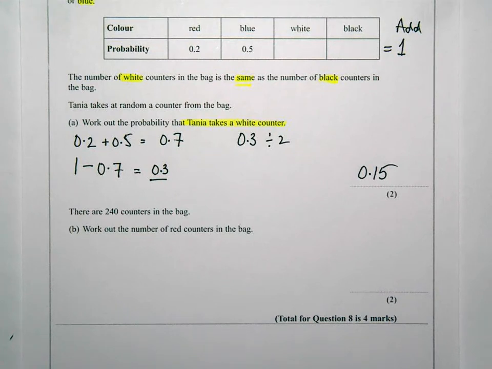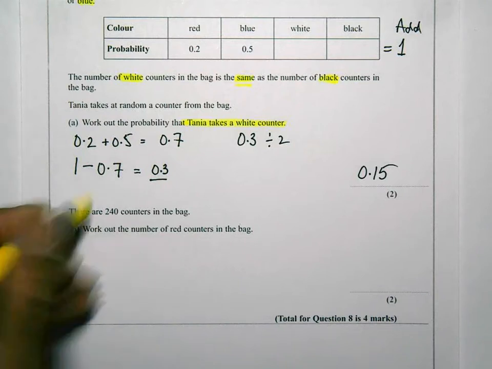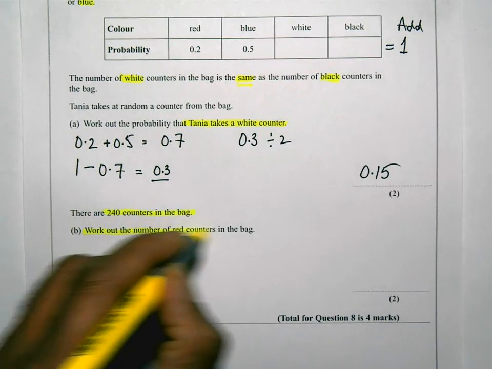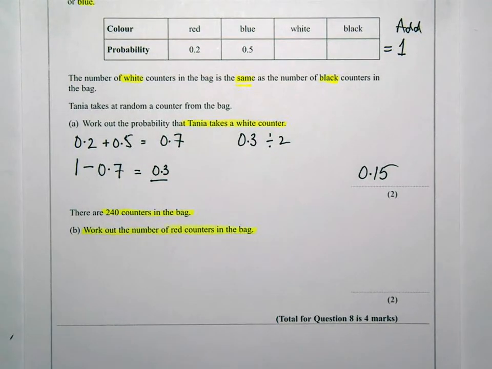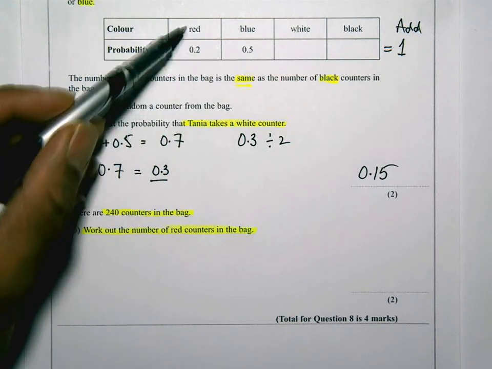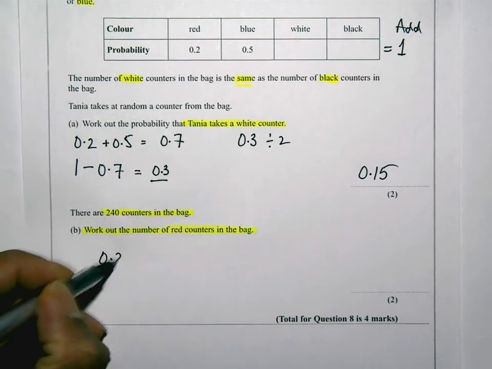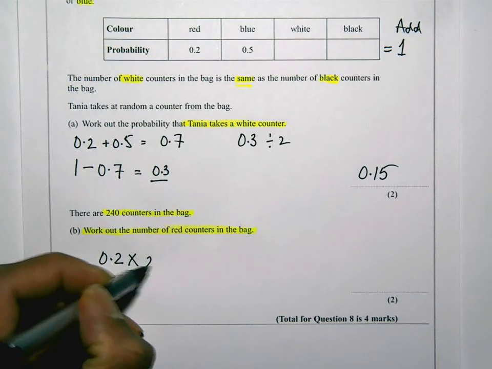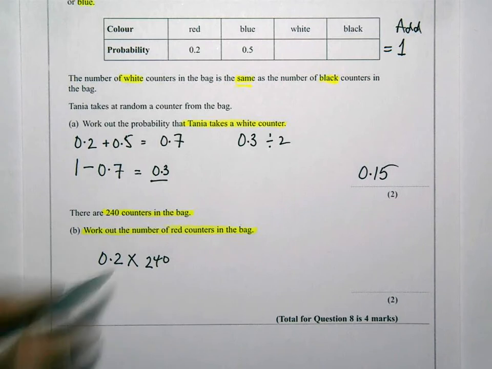It says there are 240 counters in the bag. Work out the number of red counters in the bag. So we need to work out the number of red counters. The probability of picking a red counter is 0.2. So we need to times that by the number of counters in the bag. Right, so 0.2 times 240.